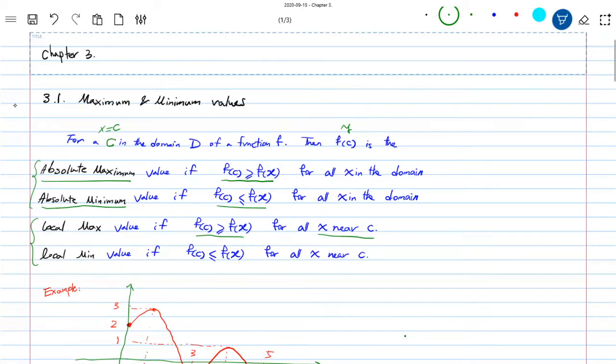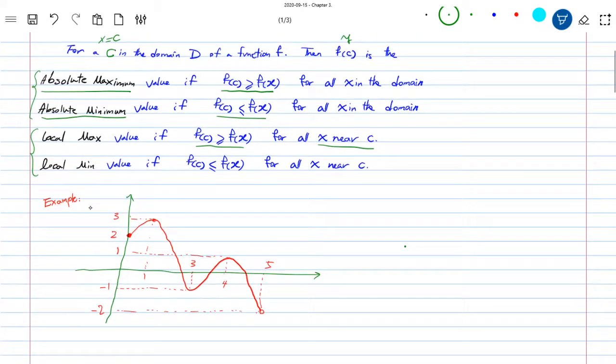Okay. After introducing this, maybe it's easier to see it through a graph. When they mention value, you always think about the y value. If they ask you absolute maximum or absolute minimum point, that means write a coordinate, write the x and y coordinate.